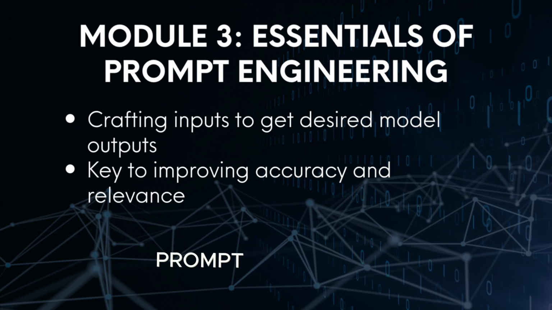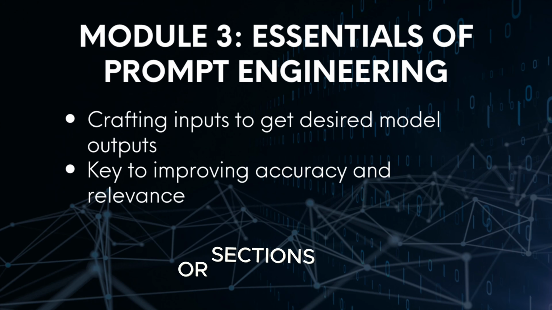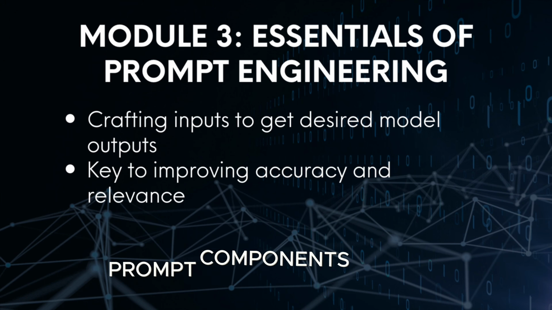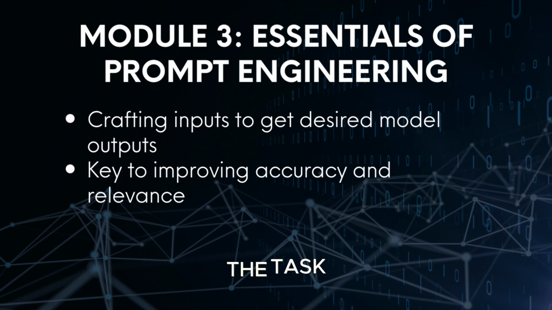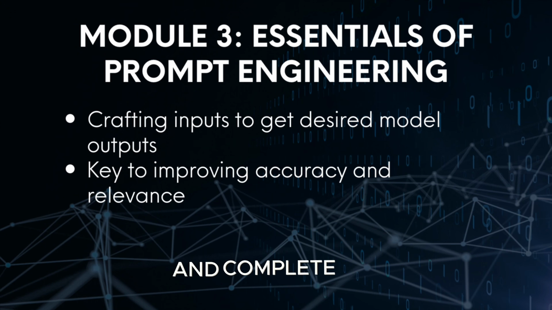Now let's take a look at prompt components. So prompt components are the high-level categories or sections that structure the prompt. Prompt components include the following: the task. This clearly defines the objective or the problem the AI model should address. The instruction, which provides detailed guidance on how to approach and complete the task.